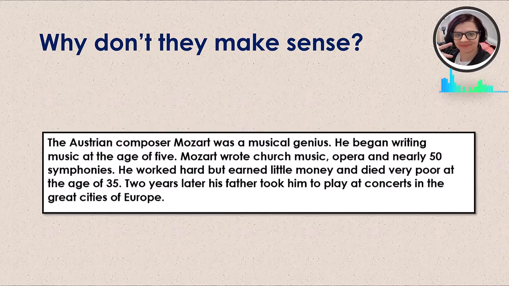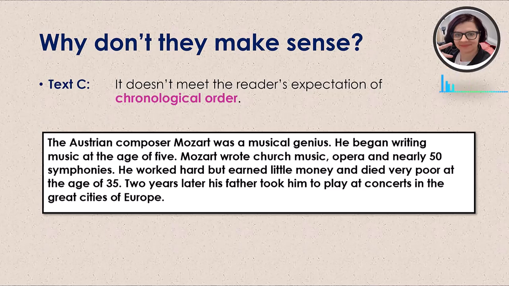Then we have text C. Now, the problem here is that it doesn't meet the reader's expectation of chronological order. We are informed that Mozart died very poor at the age of 35, so it's very unlikely that 2 years later his father took him to play at concerts in the great cities of Europe.